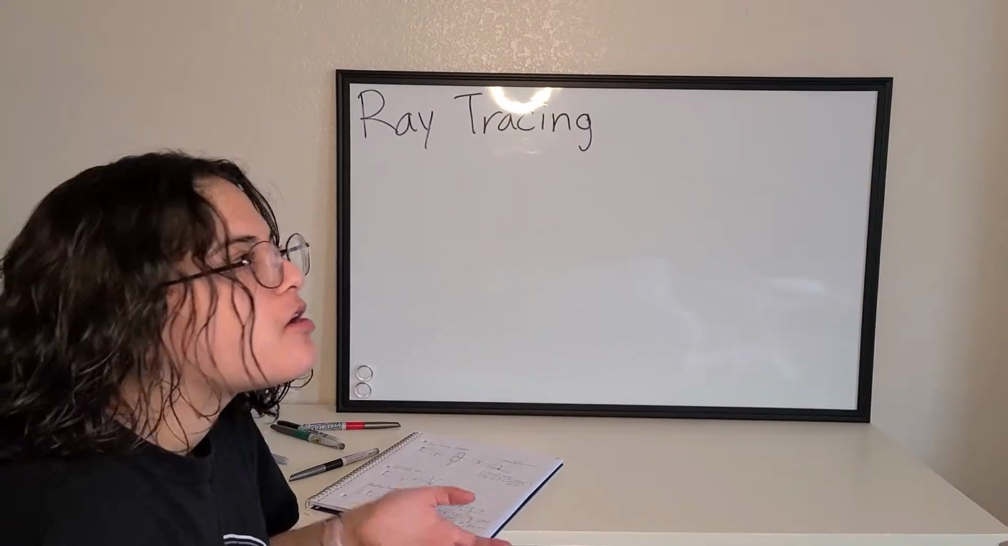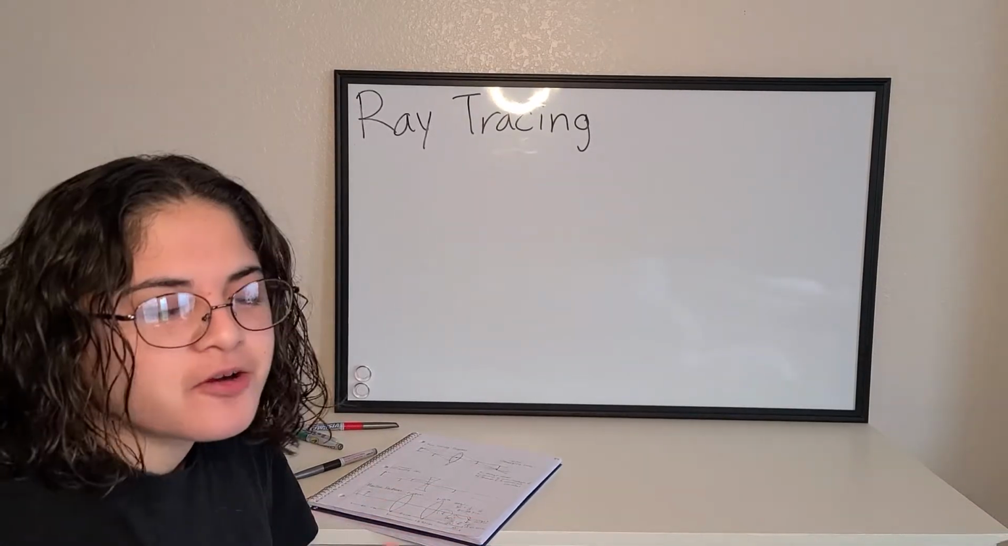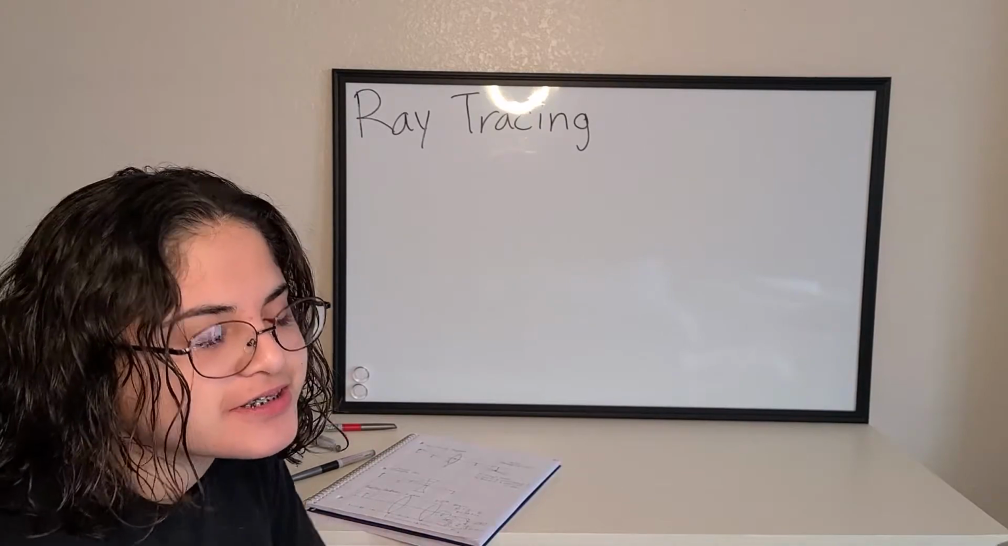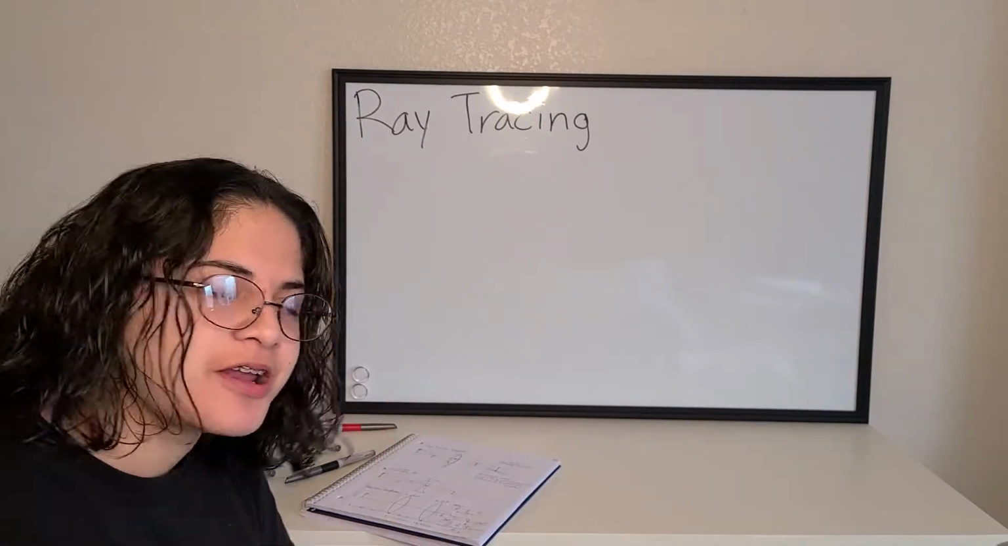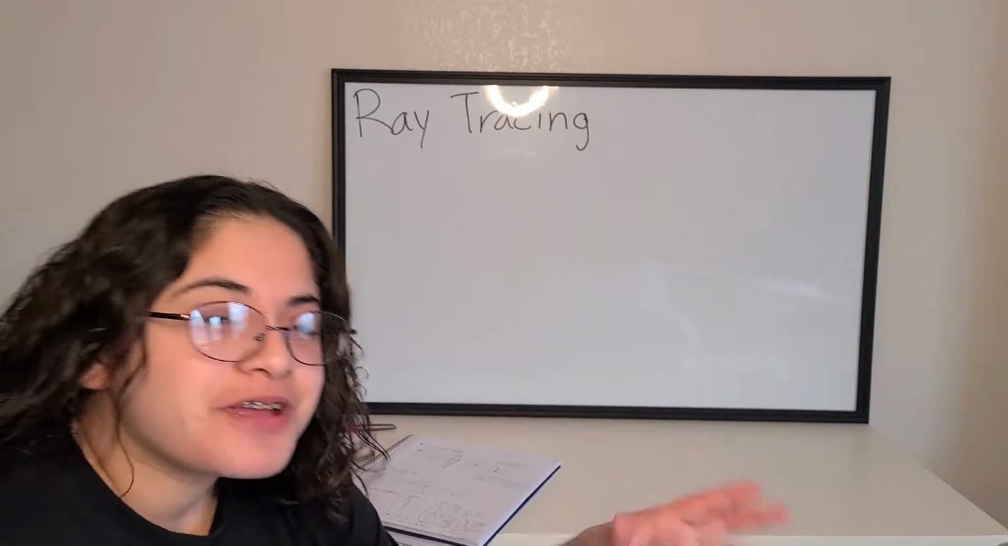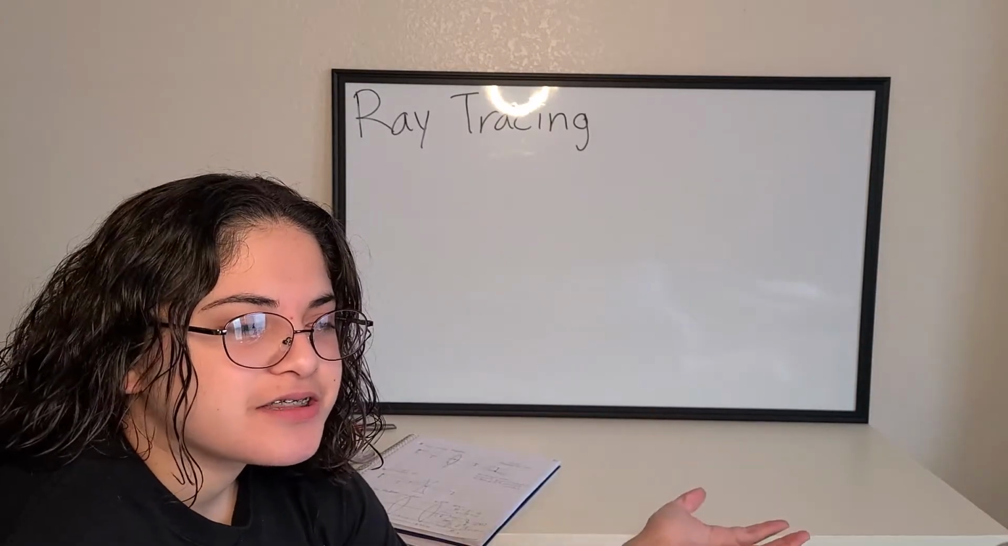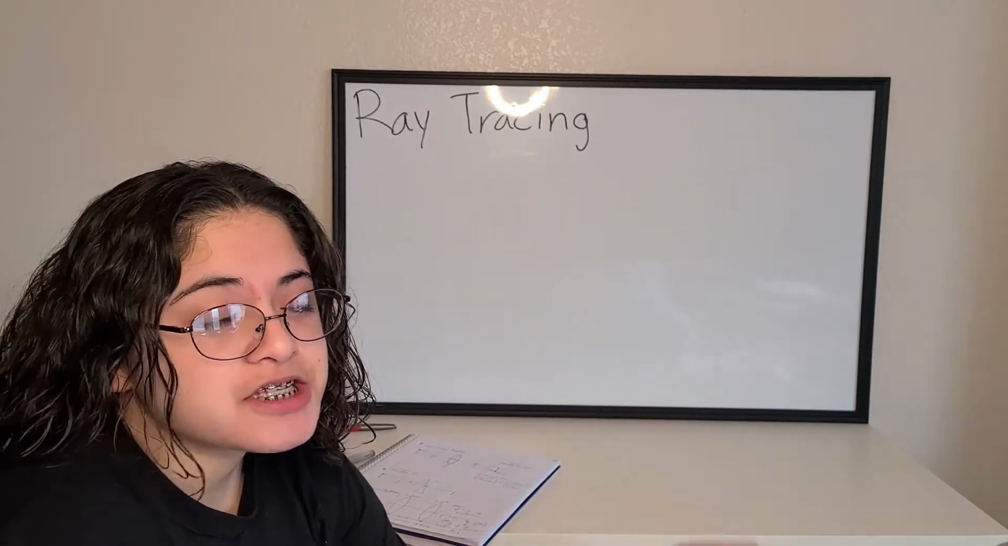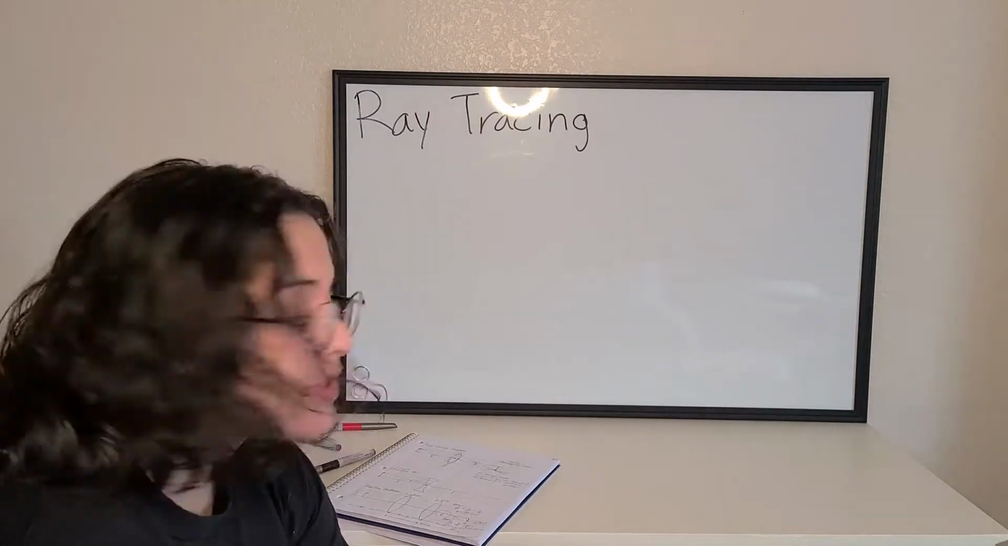Now, I know what you're saying. Camilla, we already know how to do ray drawings. I know. This is just a review. Just bear with me here. When you put light through lenses, they change the size. They can change the size and the orientation of an object.